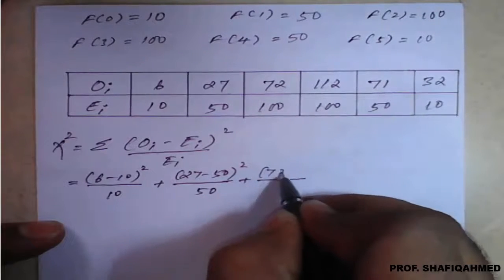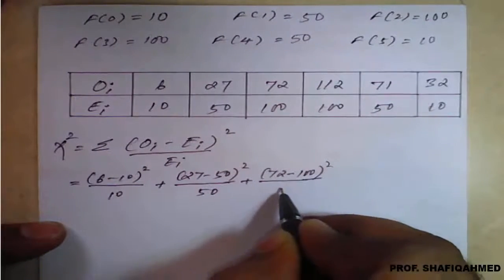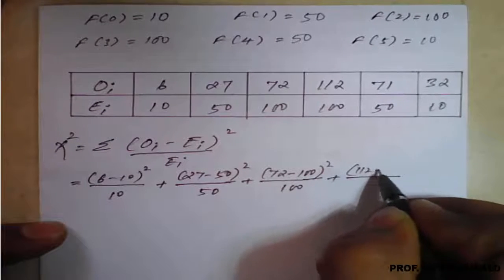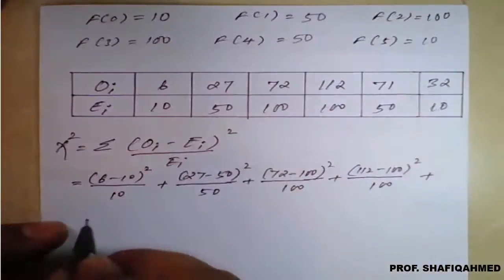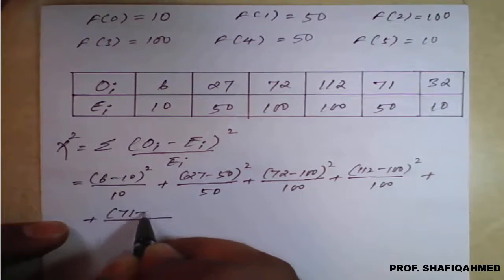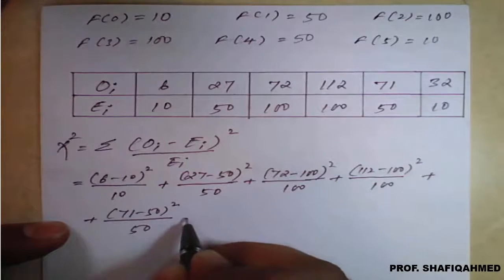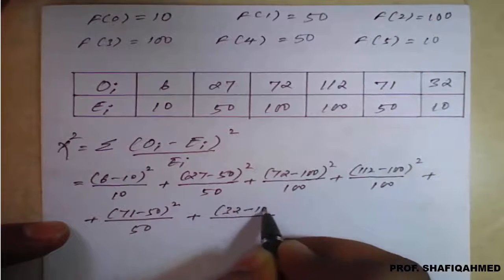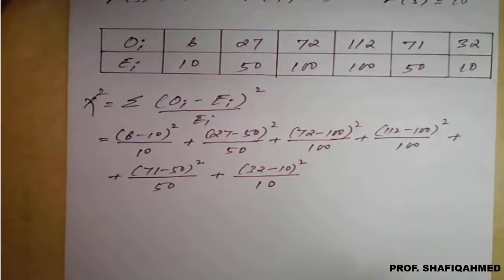next fraction, 72 minus 100 whole square divided by 100, plus 112 minus 100 whole square divided by 100, plus 71 minus 50 whole square divided by 50, plus 32 minus 10 whole square divided by 10. So this is what we have entered in the formula.